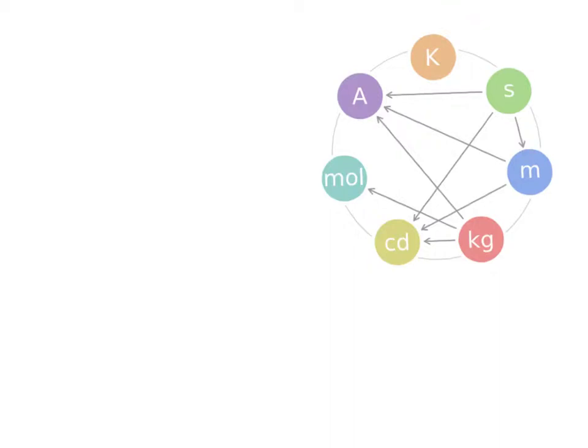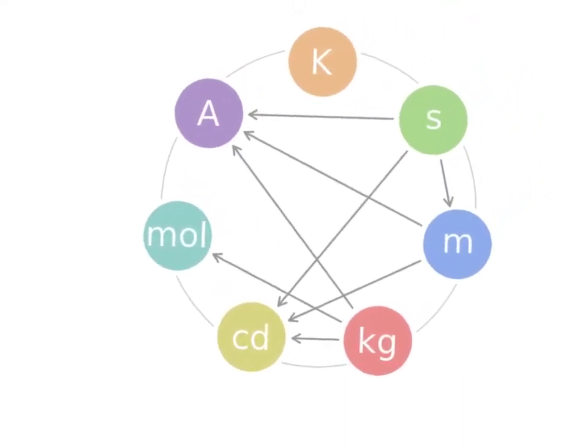Okay, so what you've got in front of you there are the 7 fundamental SI units. SI stands for Système International. It's French. And these are the 7 original units, the ones that every other unit you know is made up from.